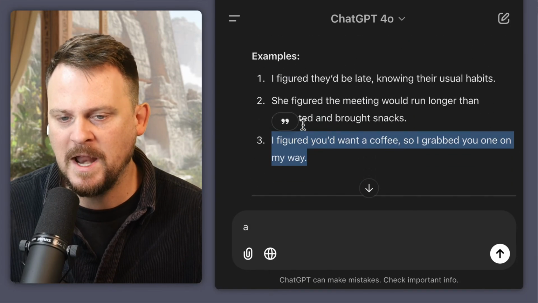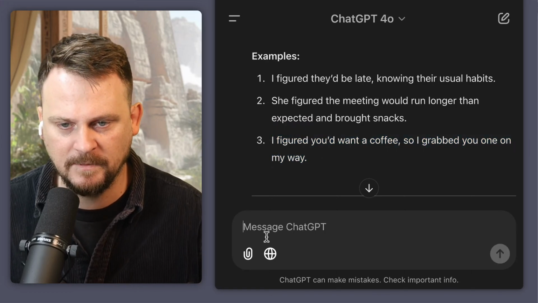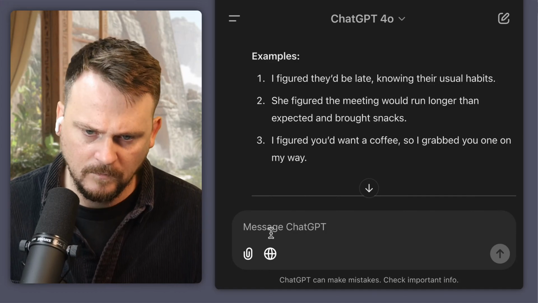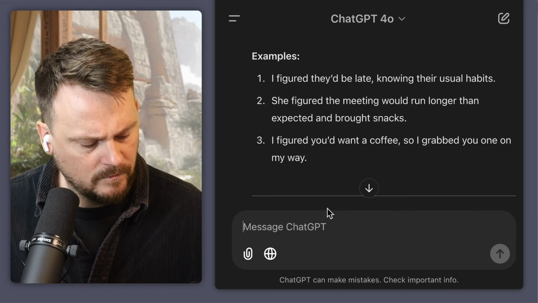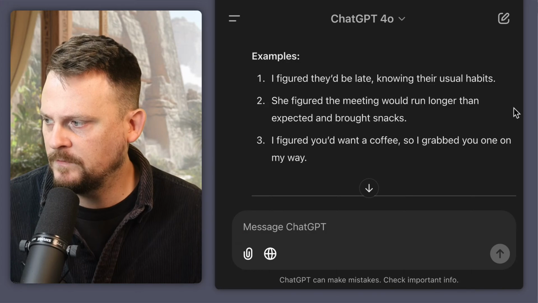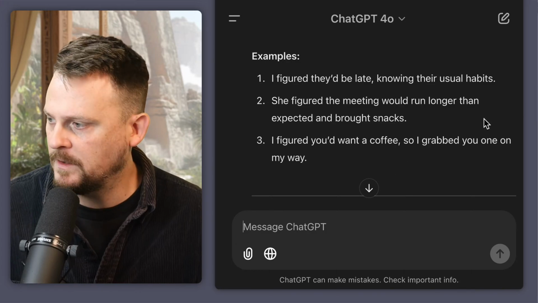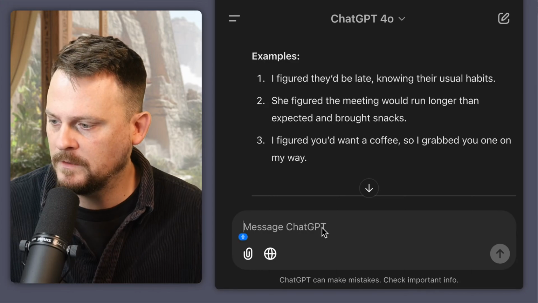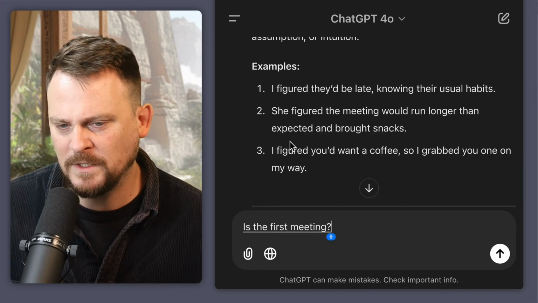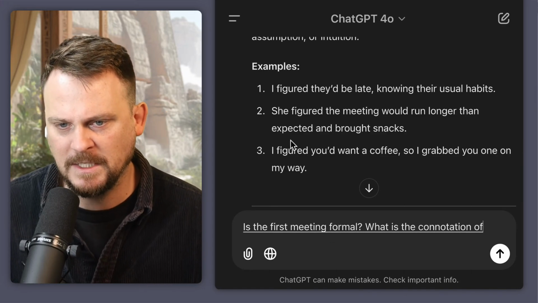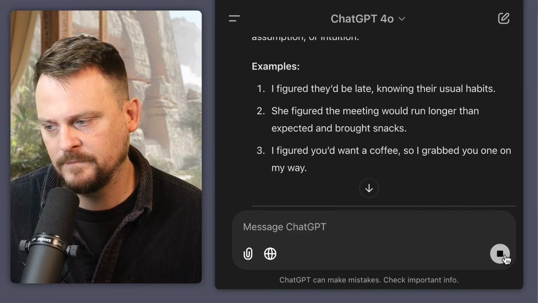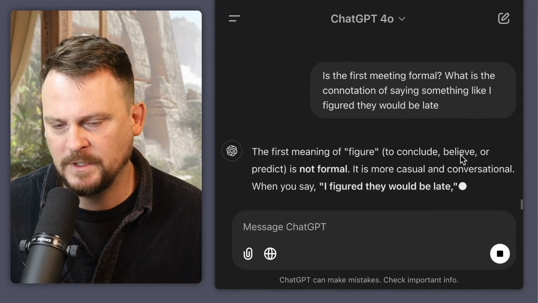Okay. So I might have a follow-up question here, and I can ask something like, is the first meaning formal? What is the connotation of saying something like, I figured they would be late? So I want to understand the connotation.